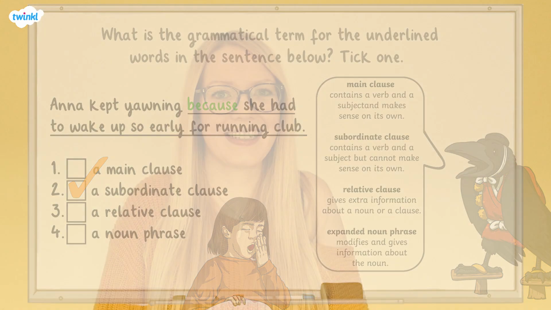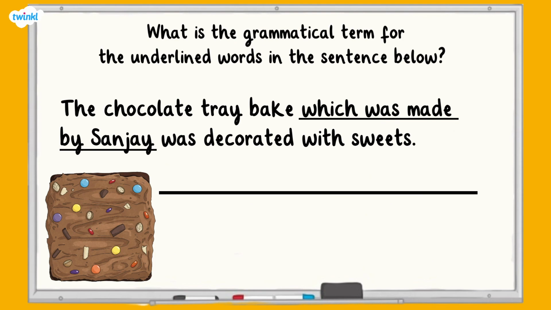Now it's time for our final question. Write down the name of the grammatical term shown by the underlined words in this sentence. The chocolate tray bake, which was made by Sanjay, was decorated with sweets. You may wish to write your answer down on a whiteboard or a piece of paper, or you may just wish to say your answer out loud. Pause your video now and hit play when you're ready.